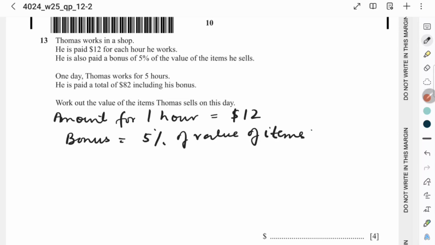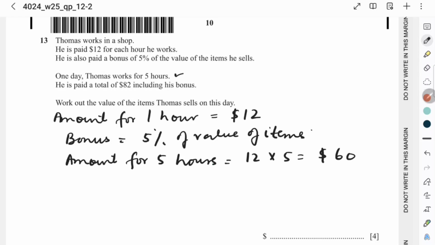All right. Then in the same question, he's also paid a bonus of 5% of the value of the items he sells. One day Thomas works for 5 hours. So the amount for working 5 hours will be 12 times 5, which is $60 he'll be getting. He's also paid a total of $82, including the bonus. So the bonus will be 82 minus 60, which is $22. Okay, work out the value of the items.